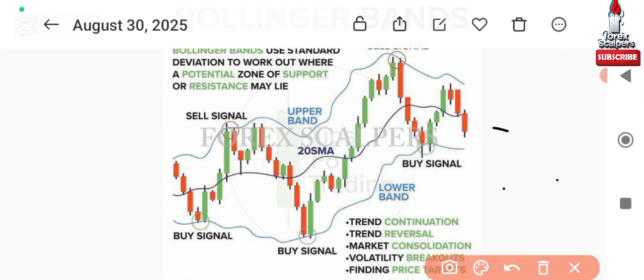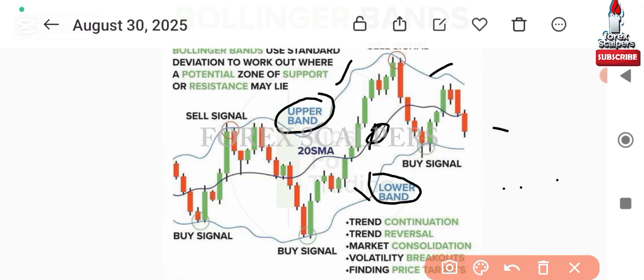Just as you are seeing in this scenario, you can see that this upper line is our upper Bollinger Band. This line you are seeing here is our lower Bollinger Band, while we refer to this middle line you are seeing here as our middle Bollinger Band. This middle Bollinger Band is a 20 simple moving average, and that is the default setting of every Bollinger Band.